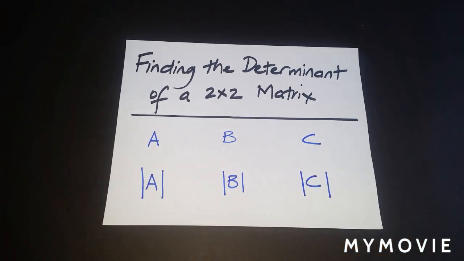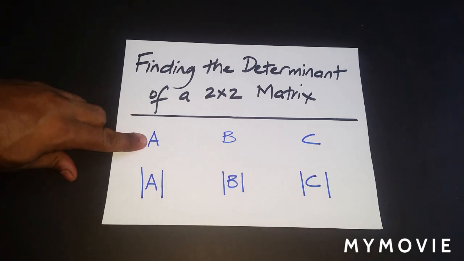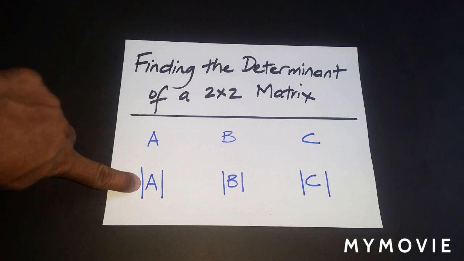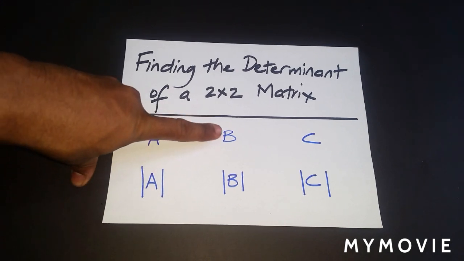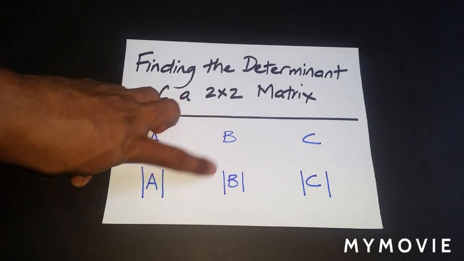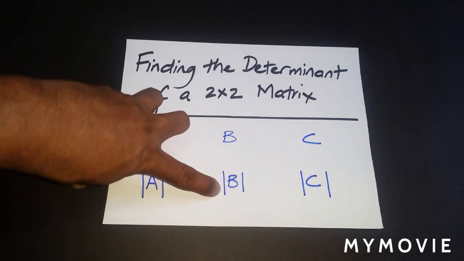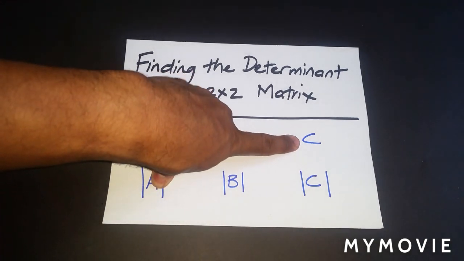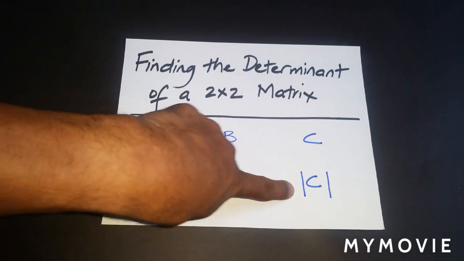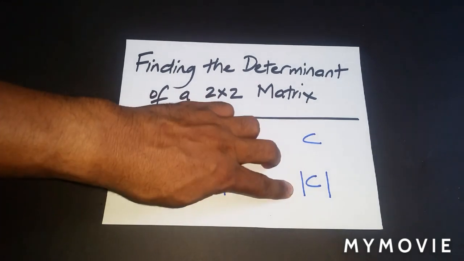So why am I pointing this out? Because sometimes CXC gives you this symbol and you must know it means determinant. This would be the matrix itself. This would be the determinant of matrix A. This would represent matrix B itself, but this would represent the determinant of matrix B. This would represent matrix C itself, but this would represent the determinant of matrix C.